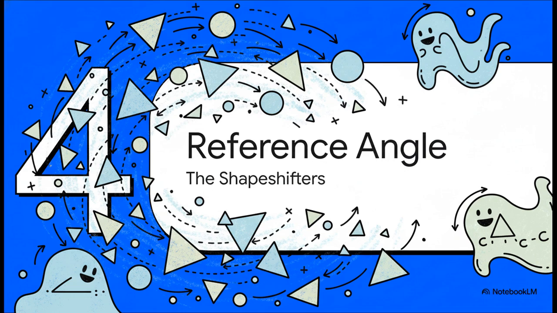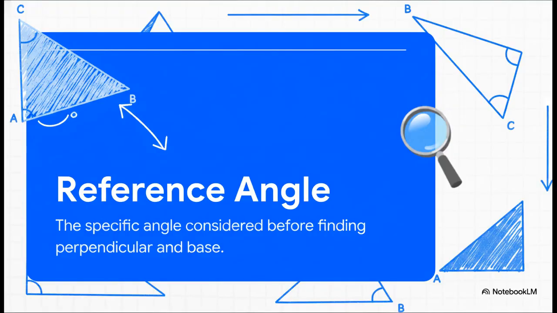But here's where things get interesting. Let's look at Section 4, the reference angle effect. So here is where we hit a fantastic mathematical plot twist that introduces our two shape-shifting characters. But to understand these shapeshifters, we first have to understand the reference angle. The reference angle is just the specific angle you choose to focus on, out of those two remaining acute angles we talked about earlier that are sharing that leftover 90-degree budget.